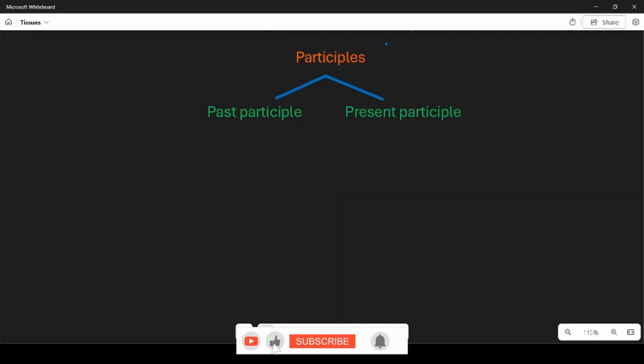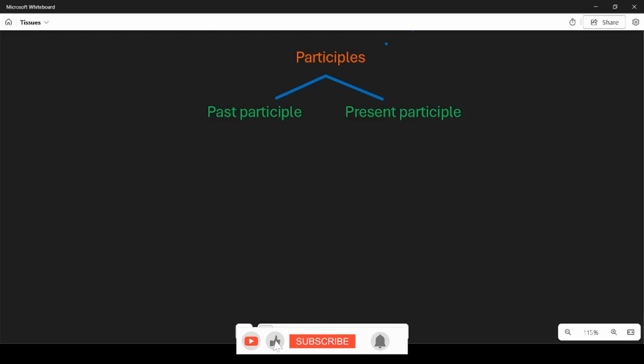Now we have participles. There are two types of participles, past participle and present participle. Let's discuss each one in detail. The most commonly used participles are the present participle and the past participle. Sometimes we also use perfect participles, but we won't be discussing them in detail.